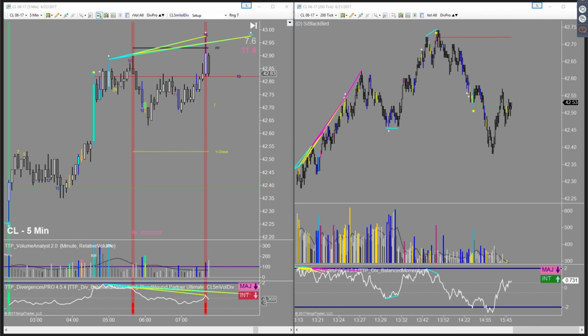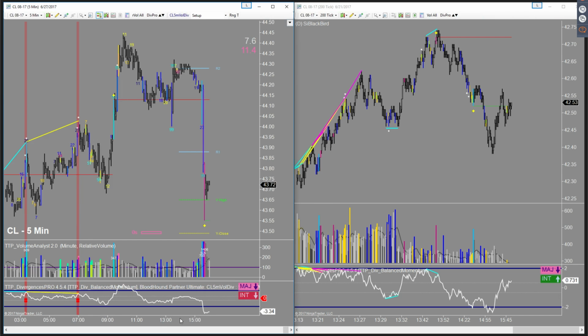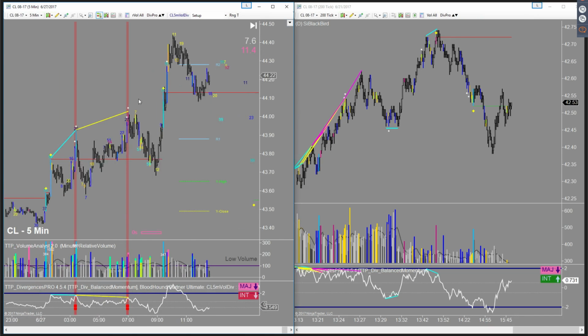Have you ever wanted to read the signals from one chart onto another chart? Because maybe the template that you had was, hang on a second.